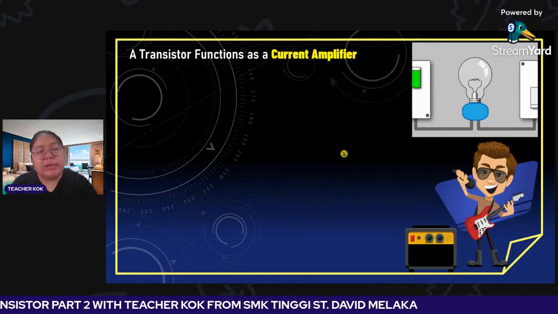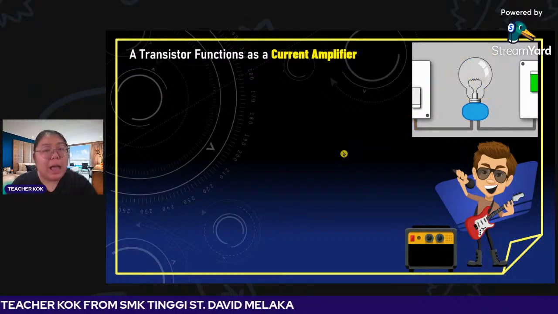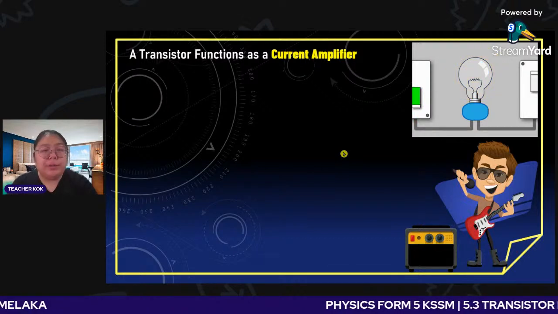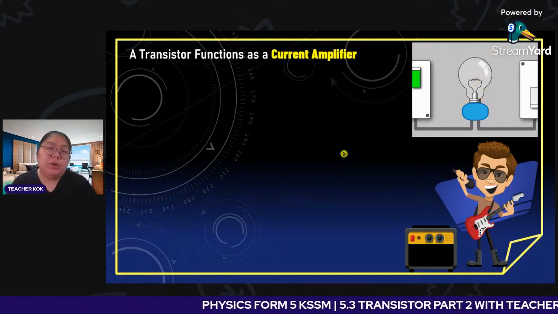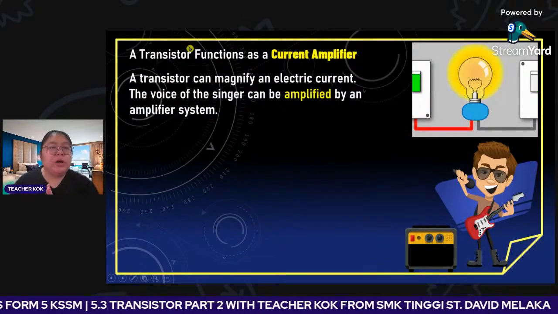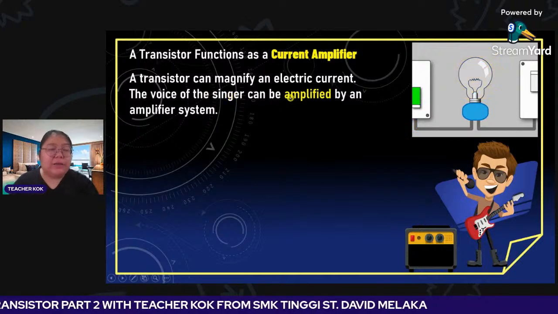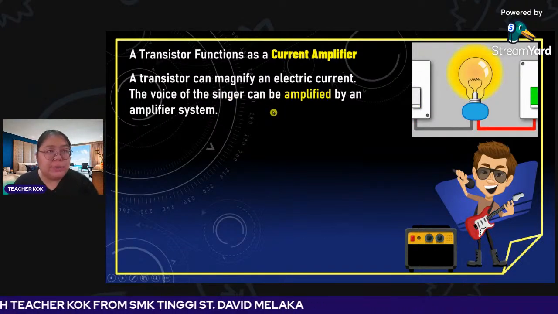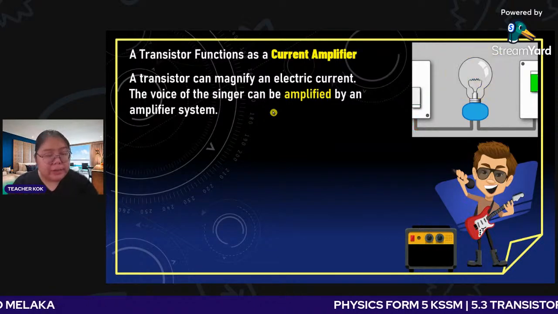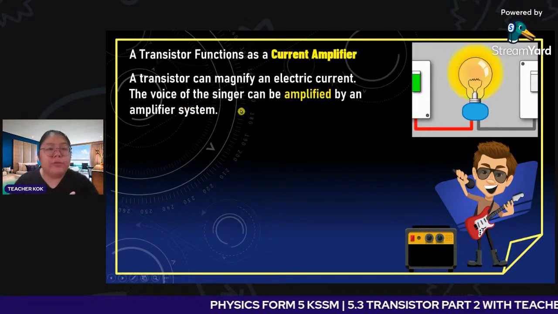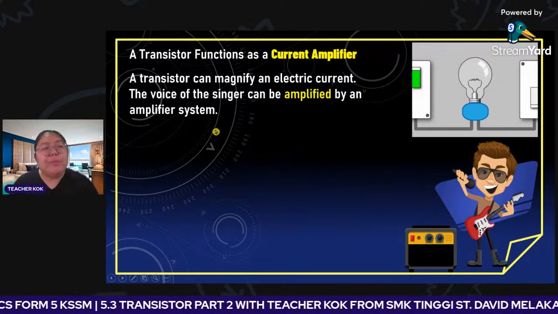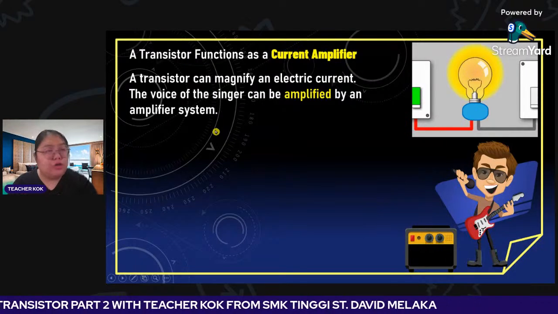The applications for the transistor actually are only two. One is an amplifier; a transistor can become an amplifier. The other is an automatic switch. First, a transistor can magnify the electric current. You provide a little bit of current, then the output can be magnified, making the current increase more. So the voice of the signal can be amplified by using the amplifier system, and inside the amplifier system there is surely a transistor.